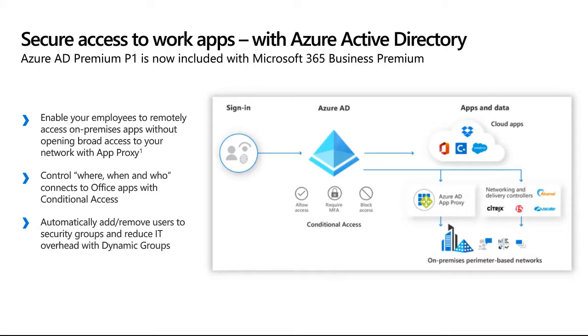Additionally, Microsoft recently announced that they're bringing full capabilities of Azure AD Premium Plan 1 to Microsoft 365 Business Premium. And with this, you get the benefit of powerful features like App Proxy that helps employees to remotely access on-prem web apps without the need to open broad access to a company's network. And with Dynamic Groups, you can help reduce the administrative overhead by adding and removing users from security groups. So instead of manually assigning users to a sales group, you can use dynamic groups to assign users to groups automatically, and then use these groups to grant access to applications.